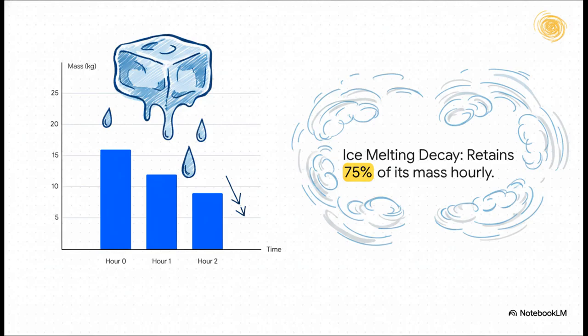At hour 0, we have 16 kilograms. After hour 1, we're down to 12 kilograms. After hour 2, we're at exactly 9 kilograms. This brilliantly illustrates how decay works. The drop is mathematically the steepest right at the very beginning when there's more ice to melt, and then that loss gradually tapers off as the block gets smaller and smaller.